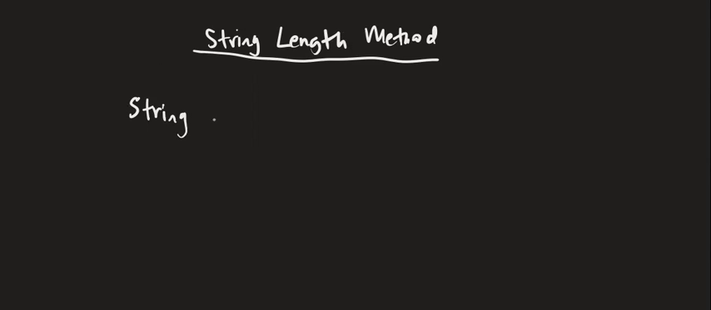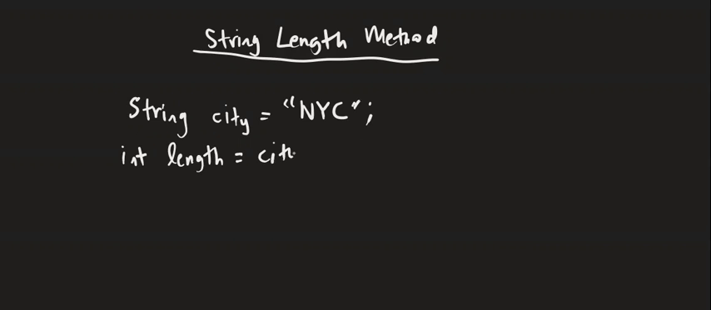So for example, if we have string city is equal to NYC, New York City, and I wanted to print out the length, what I'm going to do is create a variable and store the length there. So it's a type int because the length is going to be an integer. int length equals city.length. And then this is a method, so we have to add these parentheses here.